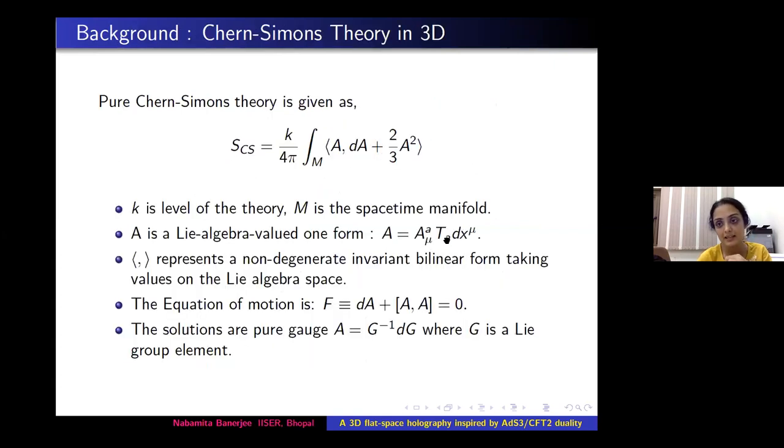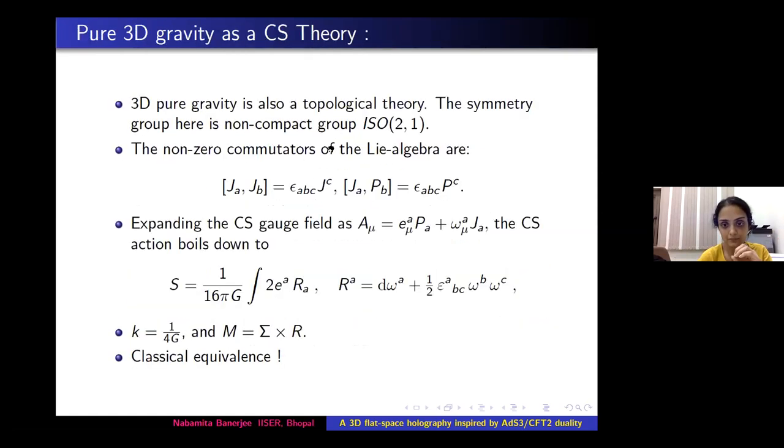Let's take these T's. For us, the Lie algebra is ISO(2,1). Take the generators, expand A in terms of that. Use the invariant bilinears for this particular Lie algebra and evaluate this action. Okay, that's what we are doing here.